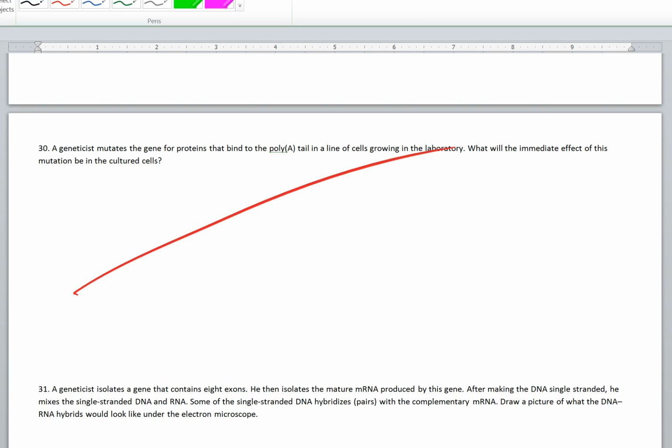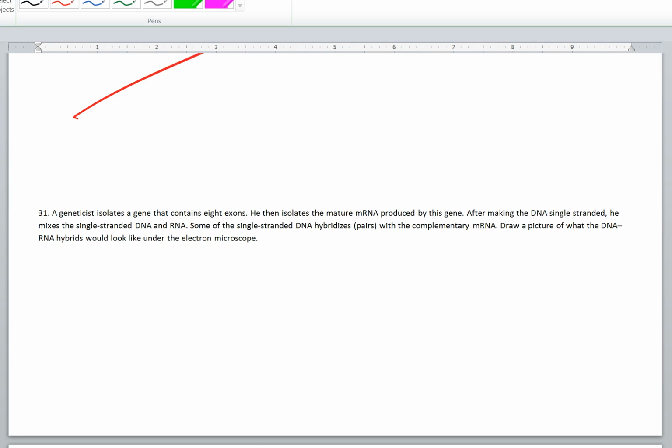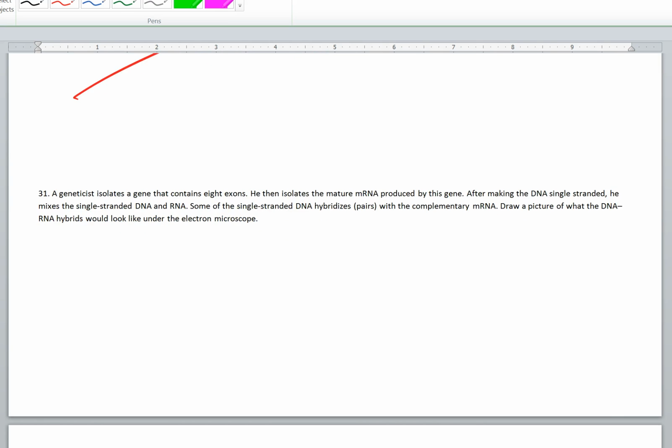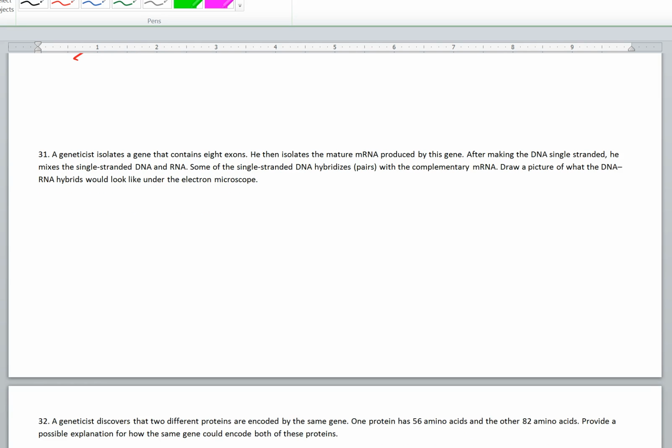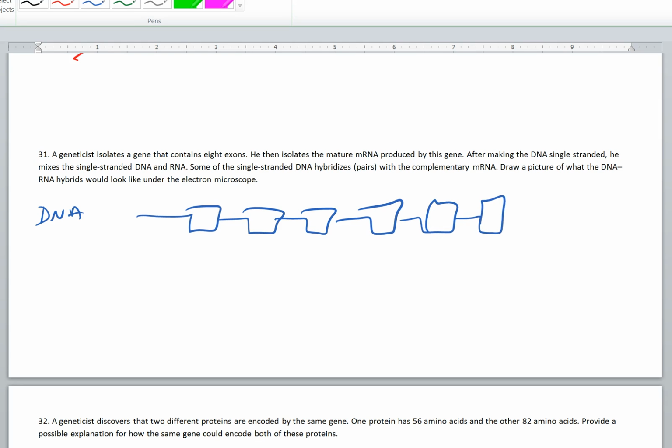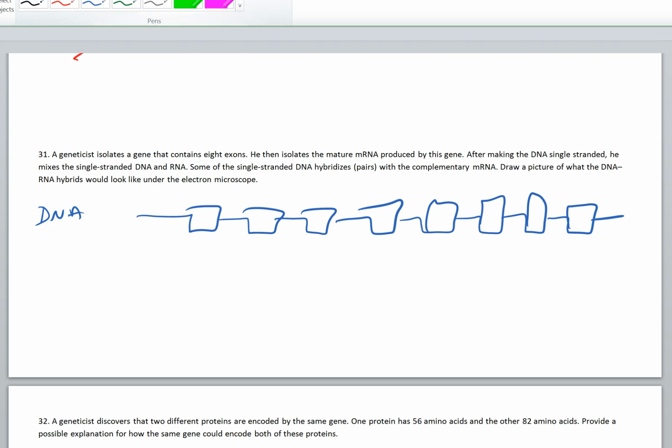Alright, what's this? A geneticist isolates a gene that contains 8 exons, then isolates the mRNA, makes the DNA single-stranded. He mixes the single-stranded DNA and RNA. Some of the single-stranded DNA hybridizes with the complementary RNA. So now we have a gene. So this is DNA. And he's got 8 exons. So that's DNA. And then here's the RNA.